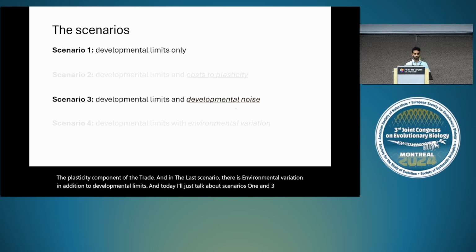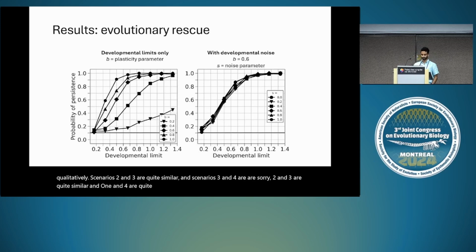Qualitatively, scenarios 2 and 3 are quite similar, and 1 and 4 are quite similar qualitatively. So we present the results of evolutionary rescue in terms of how many populations survived at the end of 500 generations.